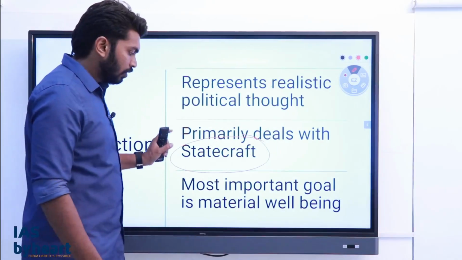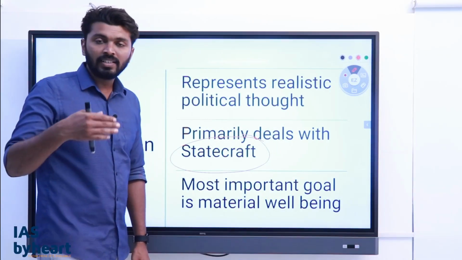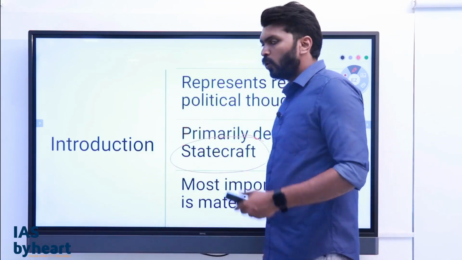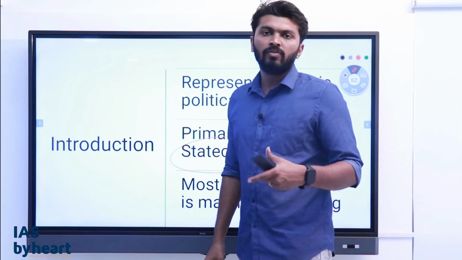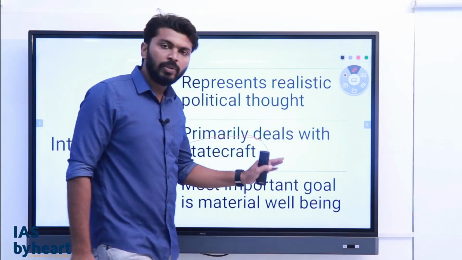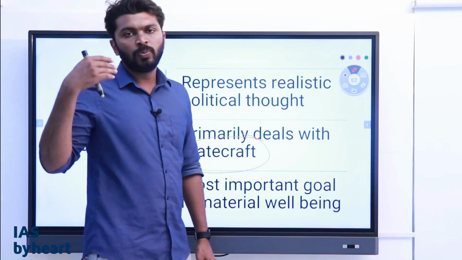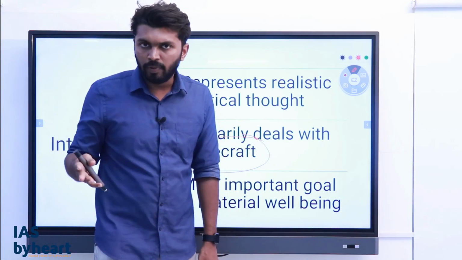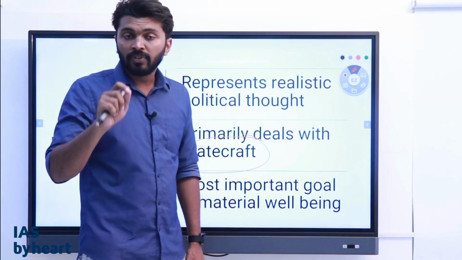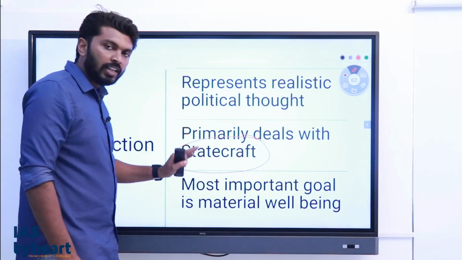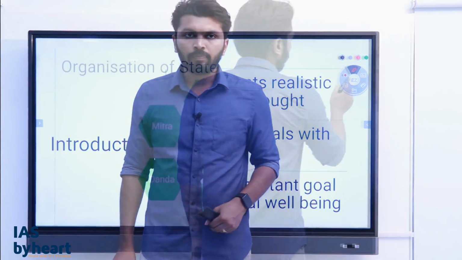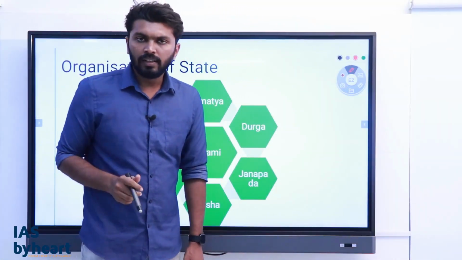The most important goal of establishing a state as per Kautilya is achieving material well-being. What is material well-being? Possessing enough wealth. This material well-being lays the foundation for spiritual, emotional, and any other well-being. So Chanakya places great emphasis on material well-being. That is why his book is called Arthasastra. Artha means property.